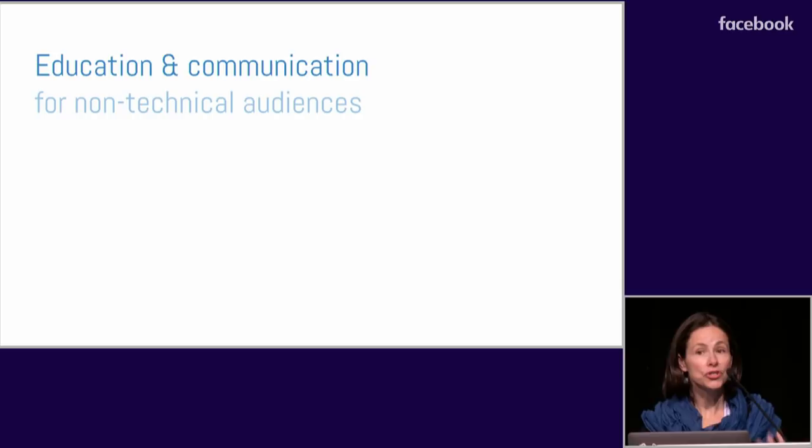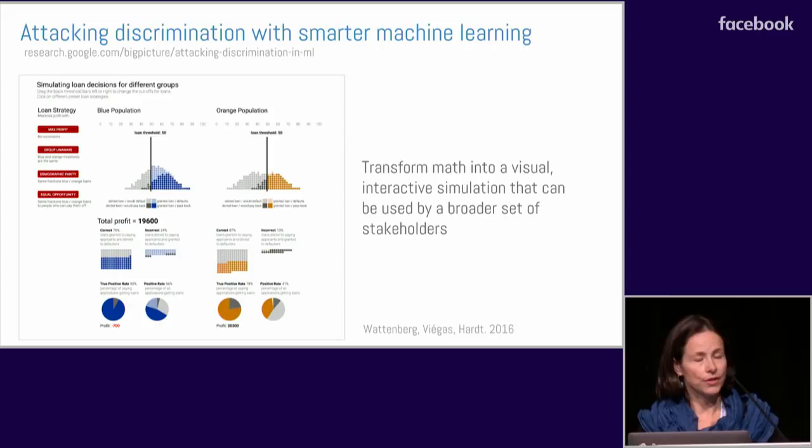So a couple of examples here. This is a visualization we did to illustrate some of the machine learning fairness trade-offs. We took a ton of math and transformed it into an interactive visual simulation that people could play with. It turns out policymakers and regulators love to look at this because they felt like they were learning a ton of really core mathematical concepts without having to do a PhD, but without having the message dumbed down for them, right? So it was really, really good.